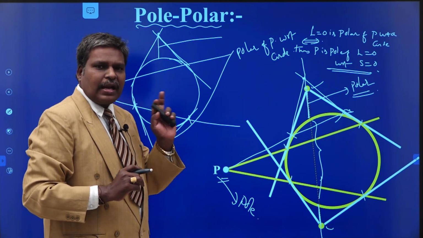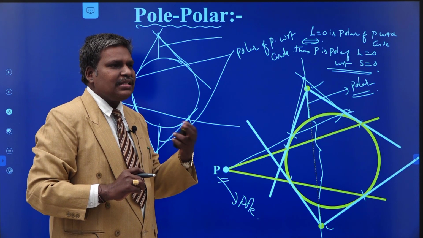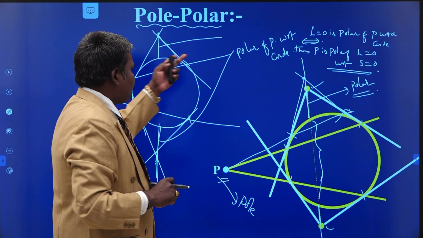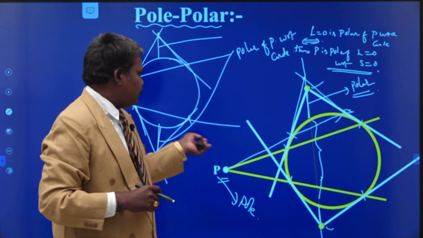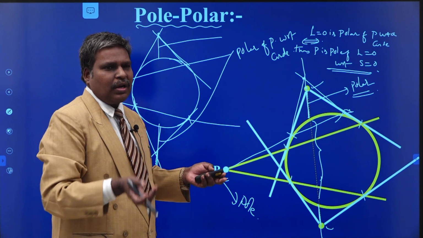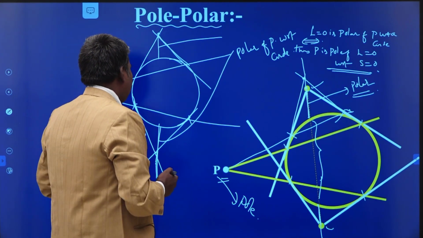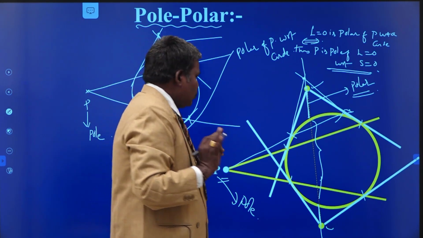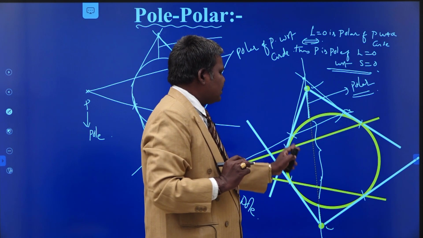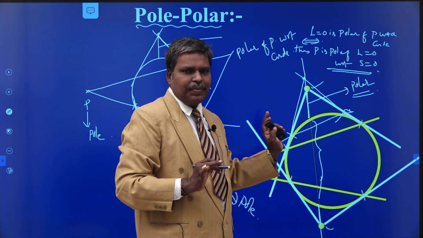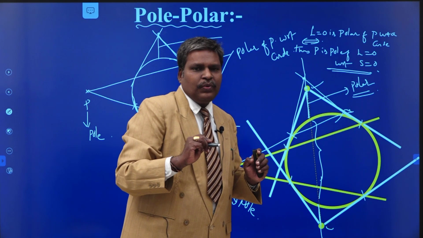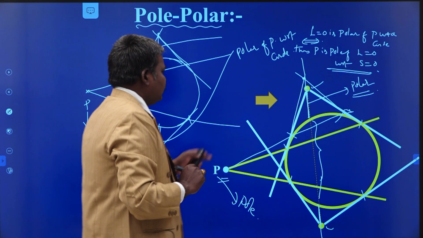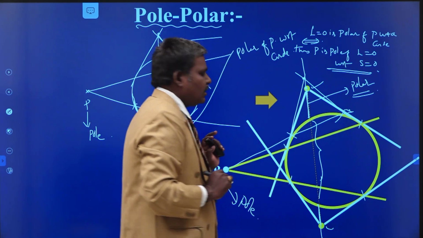Pole is defined for a line with respect to a circle. Polar is defined for a point with respect to a circle. How can you say that the polar is a straight line? Let us, within a minute, try to prove that the polar is a straight line. Polar of a point with respect to a circle is a straight line. Let us try to prove it now. This is the definition. Note that the point may be outside or inside or on the circle. Whatever it may be, we can define the polar of a point with respect to a circle. Understand? This is the diagram. I hope that all of you understand this diagram.